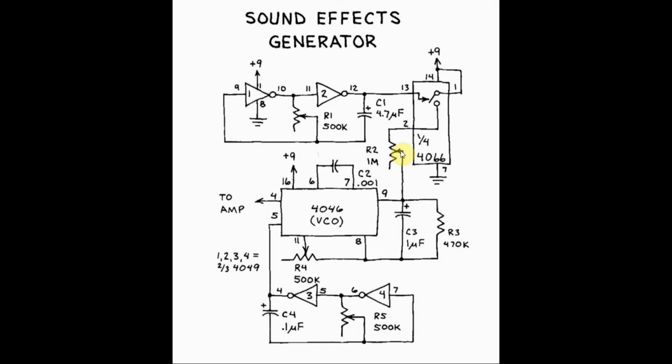Pot R2 here controls the delay time of the clock signal into the VCO input, and this part here is just a low pass filter input into the voltage controlled oscillator.